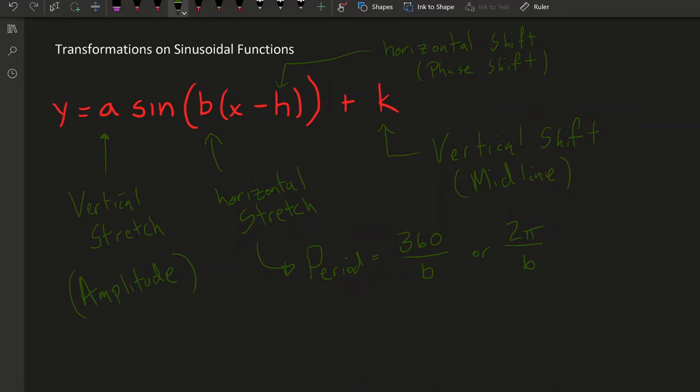Now, quick note: if k is 5, that means it's going to go up 5. However, if h were 5, if it said x minus h, that would go to the right 5. So just remember, horizontal tends to do the opposite of what you would think it would do. Okay, let's look at some examples.